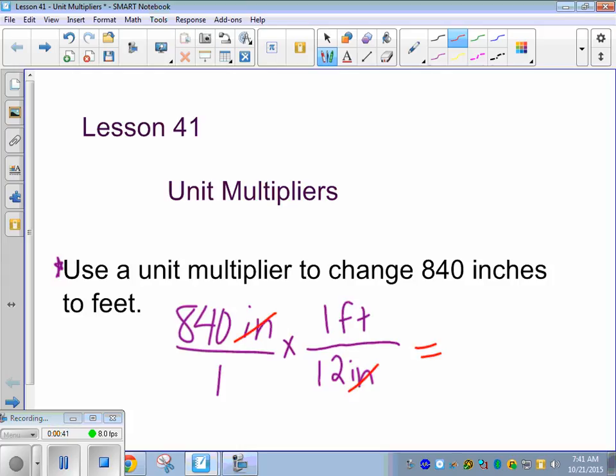How many times is 12 going to 84, you guys? Okay, good. So we get 70. And don't forget your units at the end. So 70 feet. Okay, we are going to use a calculator on these to actually get a final answer.